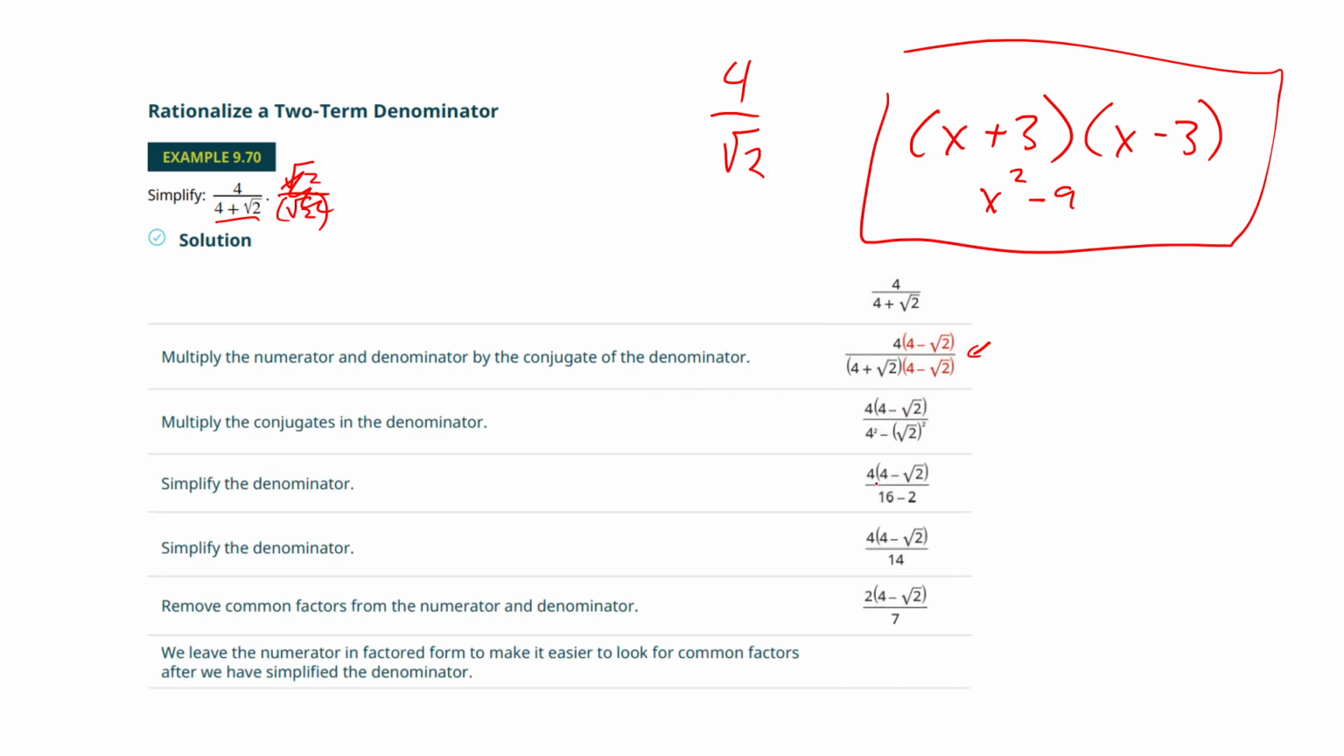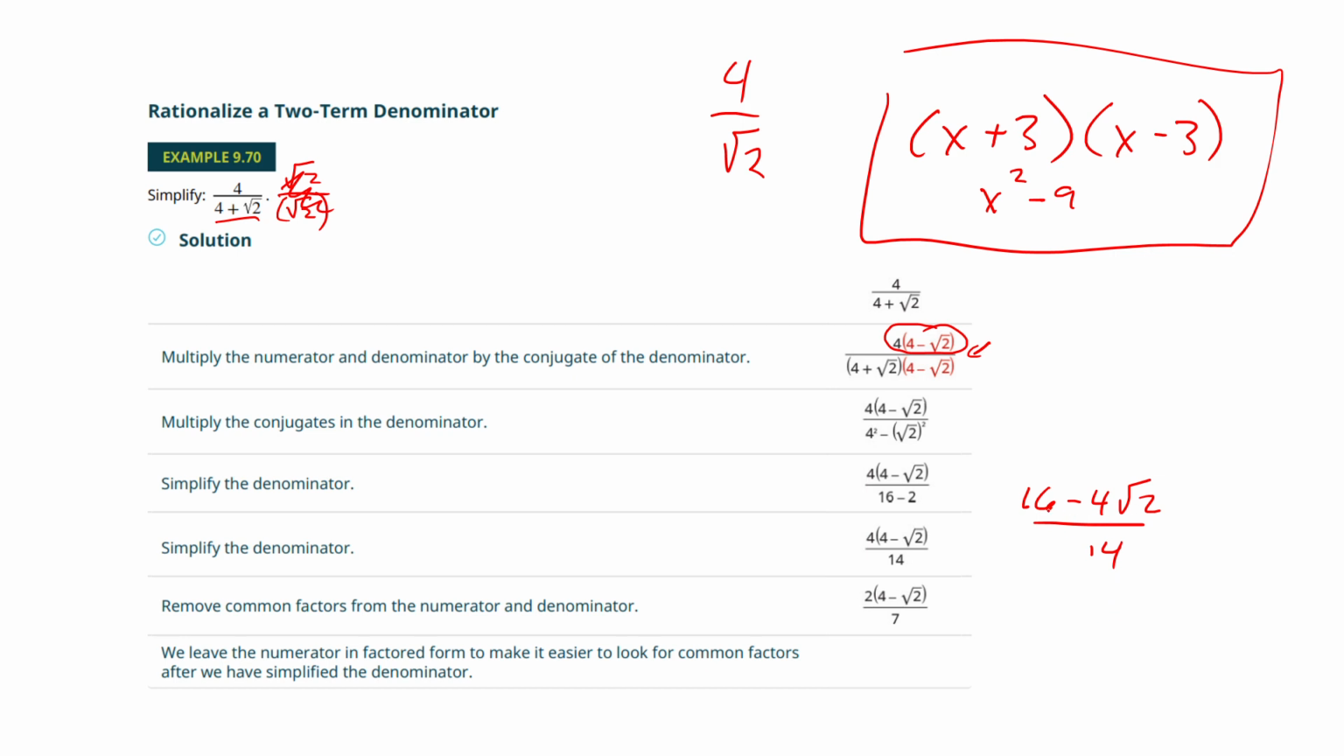So here's what I mean. On the bottom now, with this pattern, which we saw a few videos ago, I believe, you square the front, you get 16. You square the back, you get 2, and you put a minus between them. Well, that's 14. Now, on the top, you still have to multiply this thing through. We're not done yet. We still have to do this, which we just FOIL out. Well, they're doing this in kind of a strange way. They see where it's going. So I would get 16 minus 4 square root of 2 over 14.